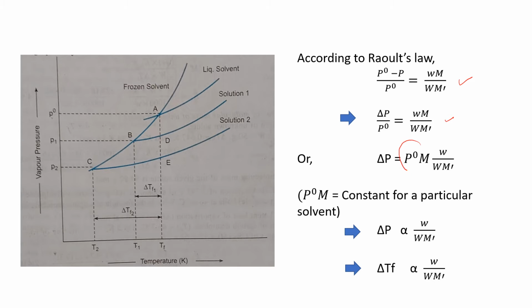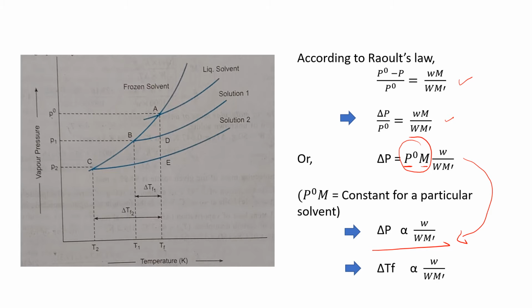Now, P naught M, this factor is a constant for a particular solvent because this is the vapor pressure of the pure solvent and this is the molecular mass. So naturally these two are constant. So this is a constant term. So we can write delta P is proportional to W by W m dash.